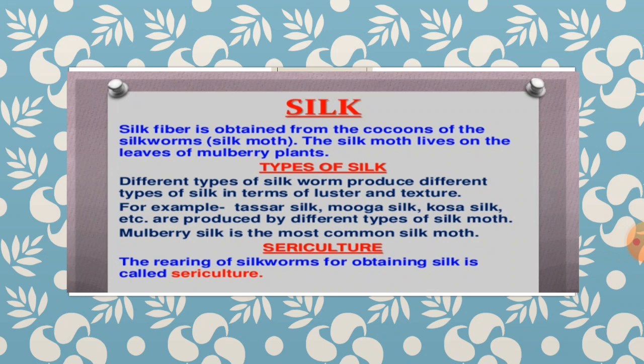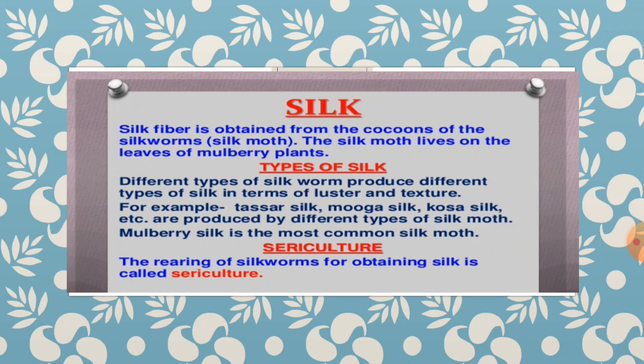Let's start with the introduction of silk. What is silk? Students, silk is just a fiber which is obtained from the cocoons of silkworms, that is, the silk moth. This silk moth lives on the leaves of mulberry plants. Now there are various types of silk known so far, for example, tussar silk, muga silk, kosa silk, etc. Until now, mulberry silk is the most common silk.